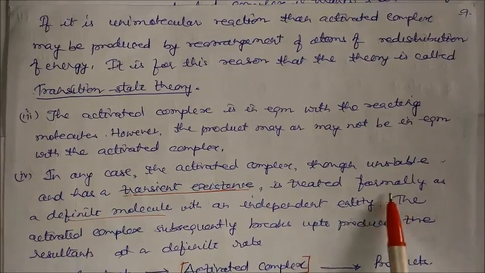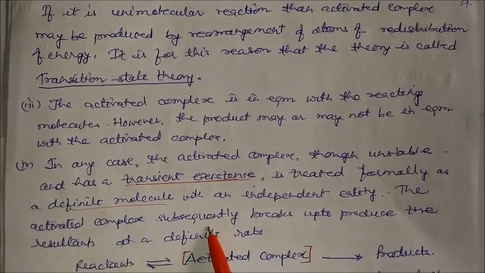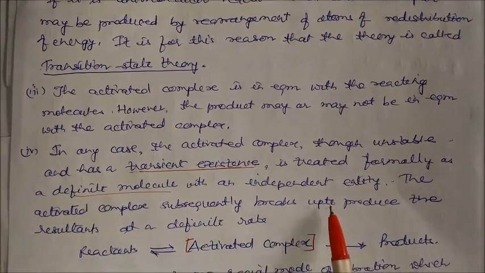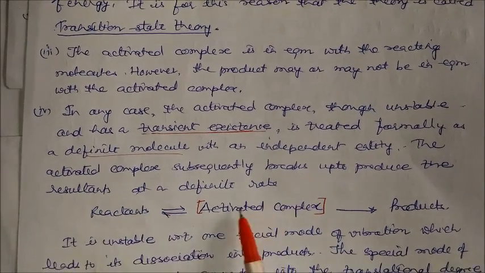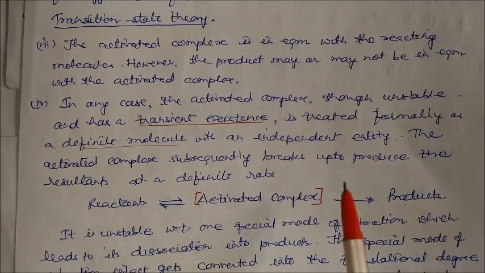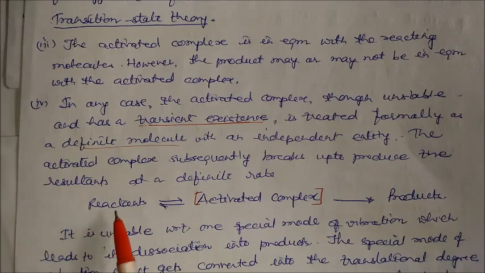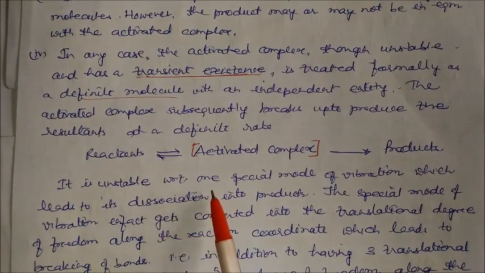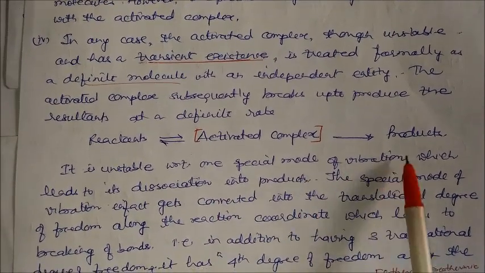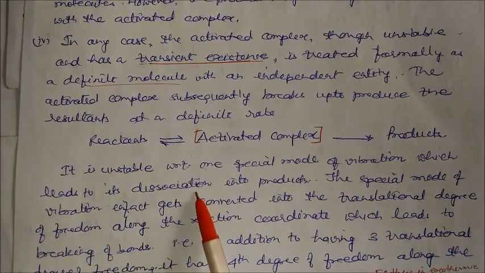The activated molecule or complex subsequently breaks up to produce the product at a definite rate. So reactant molecules are first converted into the activated complex, and this activated complex is converted into product. This can go backward also, and forward also. And it is unstable with respect to a special mode of vibration which leads to its dissociation into products.